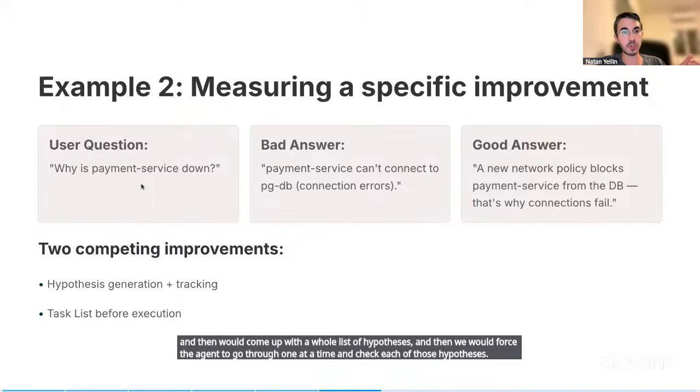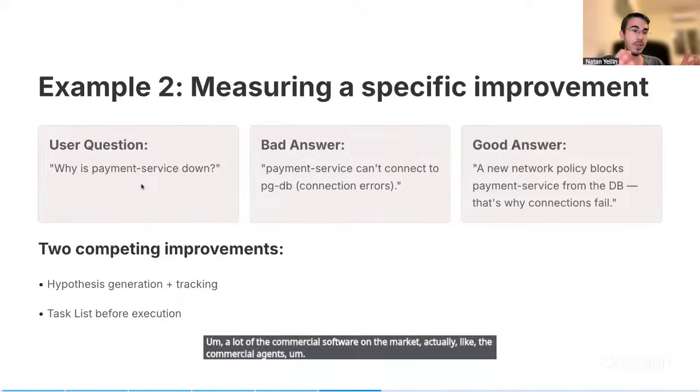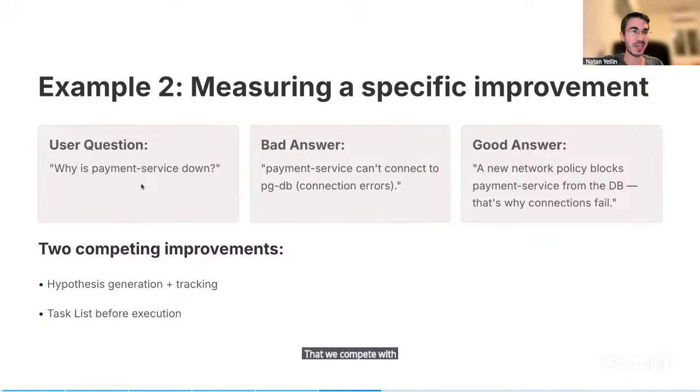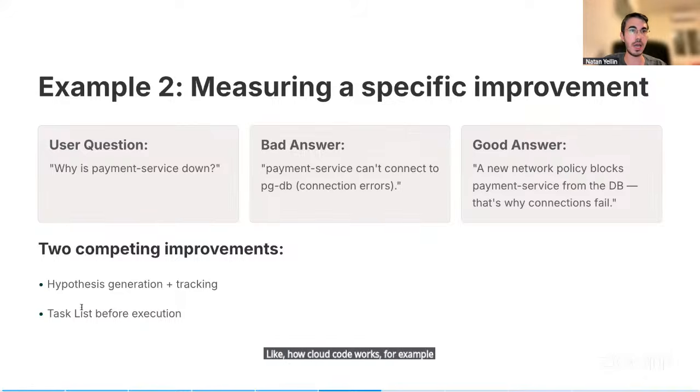A lot of the commercial software on the market, the commercial agents that we compete with, actually do that sort of thing. And then the alternative idea was a more simplistic approach, which is just to give the agent a to-do list, like how Claude Code works, for example, and let the agent track its own to-do list. And you don't need to explicitly structure this as hypothesis tracking.